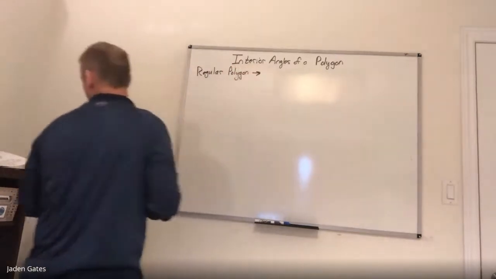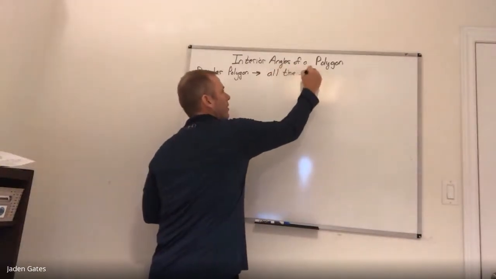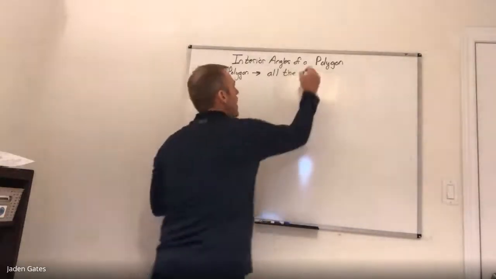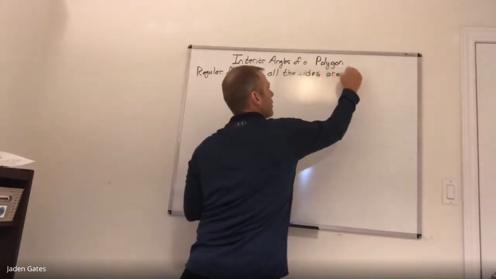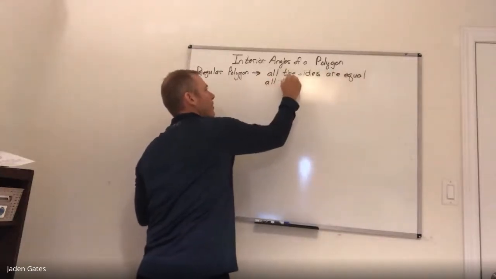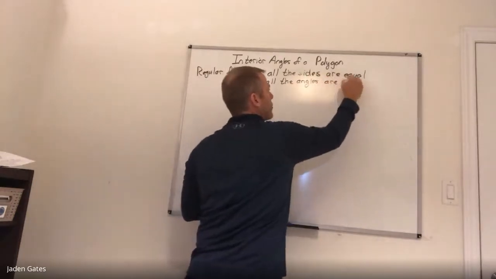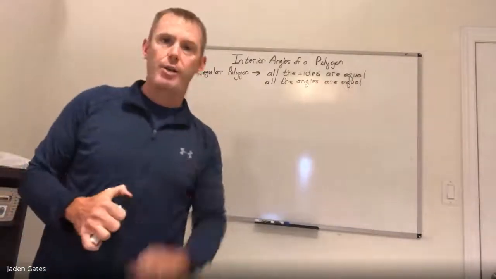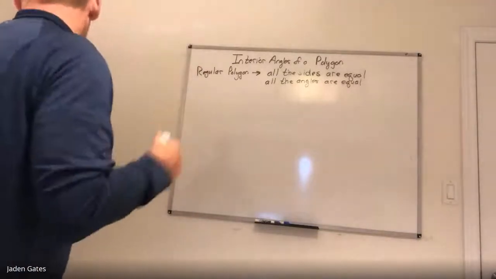And with a regular polygon, all the sides are equal, and all the angles are equal. So an example of that would be a stop sign, which is an octagon, an 8-sided shape, but all the angles are equal and all the sides are equal. So that would be an example of a regular polygon.